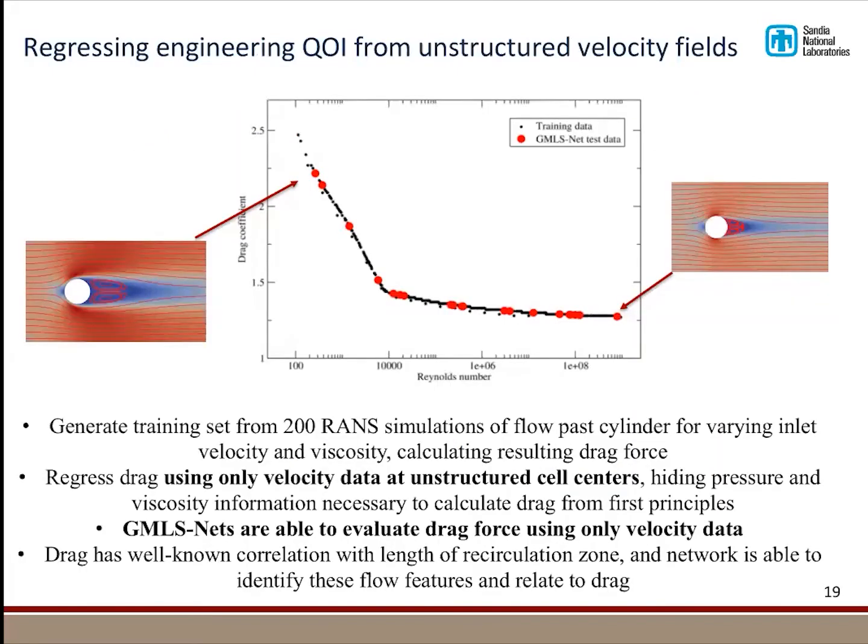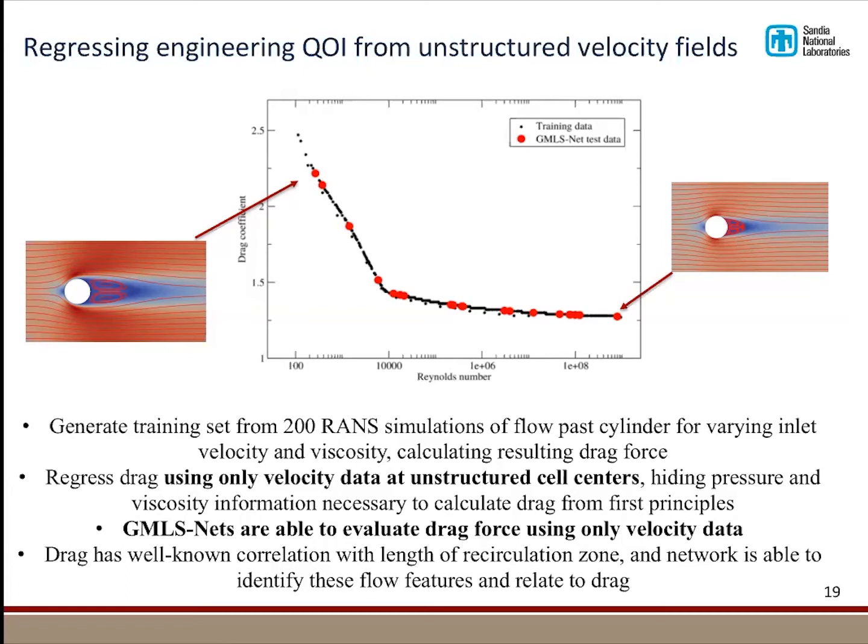So what we really want, though, is to be able to handle engineering data. And so we're going to look at RANS simulations of turbulent flow past a cylinder. And so what we did is we took a finite volume code, we took OpenFOAM, we ran 200 simulations, and then we extracted the velocity field at the cell centers. And we trained on data that looked like velocity fields and the corresponding drag force on the cylinder.